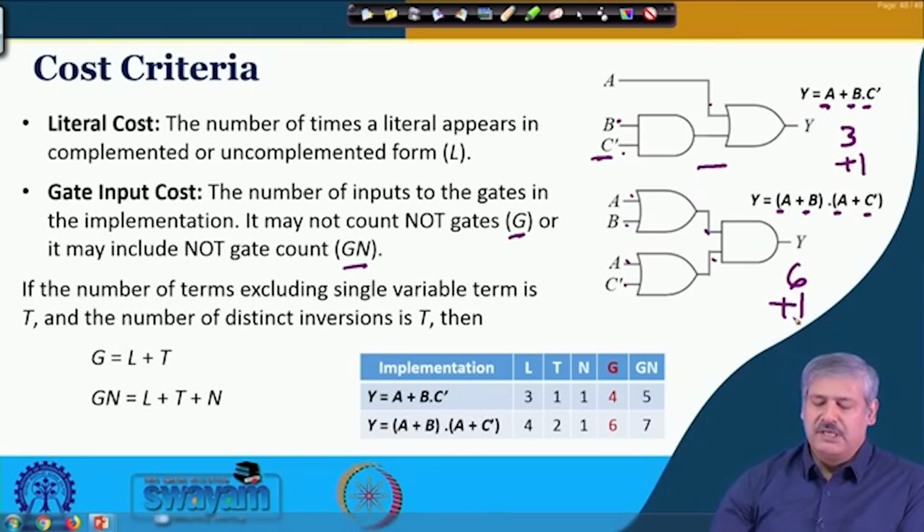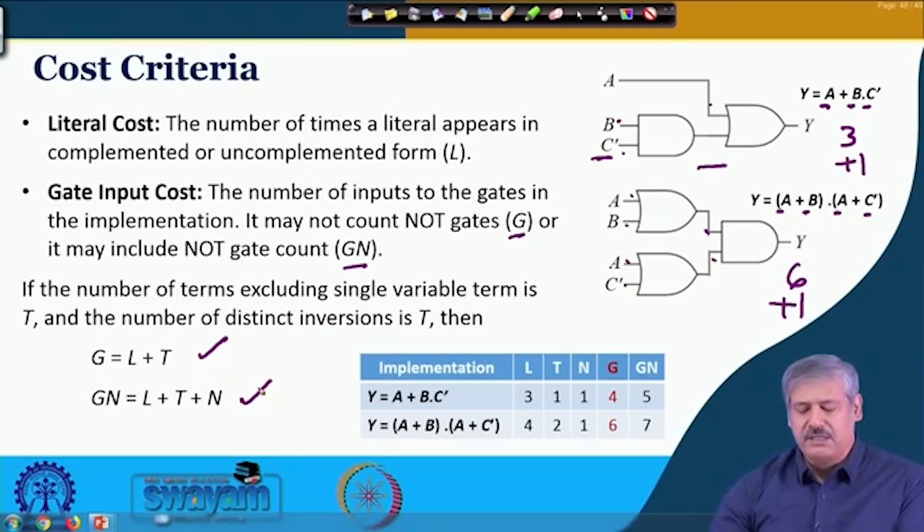Now, we can very quickly, without going for the diagram and getting the logic circuit in place, get the gate input cost right from the expression very easily by considering these two equations. Okay. So, if the number of terms excluding single variable terms, okay, excluding single variable terms because they do not require a gate, is T, and the number of distinct inversions is I. Number of distinct inversions means that if A bar is used in two places, it will be counted only once.